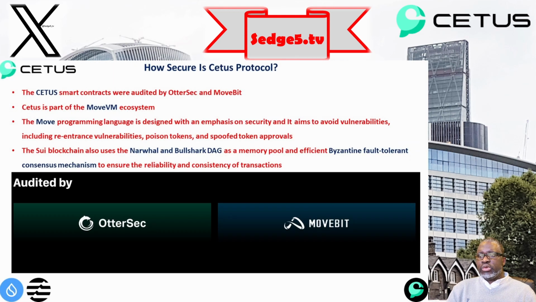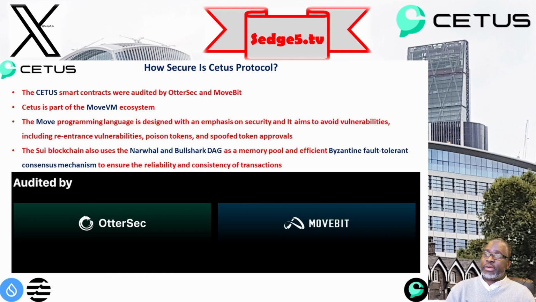Security. The CETUS smart contracts were audited by AutoSec and MoveBit. CETUS is also part of the Move virtual machine ecosystem. I don't know if you guys are starting to notice some similarity with another project. I'll let you know later on, because I don't know which video will come up first, this one, CETUS, or that other project. And that other project I'm talking about is Scallop. There are some similarities here. It's almost like there is a DNA imprint that makes these very, very close to each other.